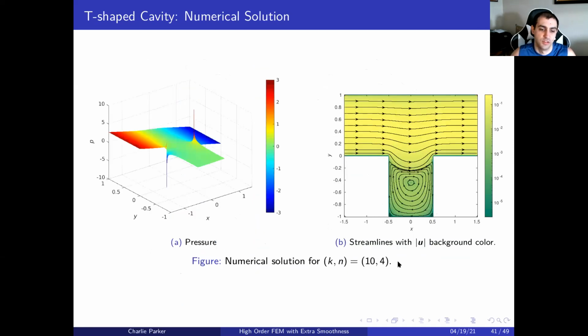Yeah, so if we just look at the numerical solution of the pressure overall, you see that there are indeed very sharp gradients here at the re-entrant corners. And so we're going to zoom in on the numerical solution here with degree 10 elements with 4 layers of refinement. The degree is uniform across all of the elements, just for simplicity.